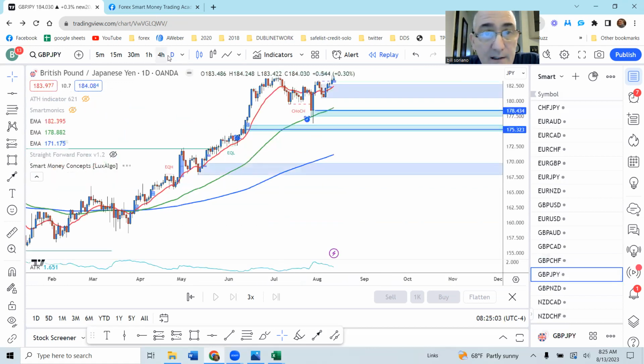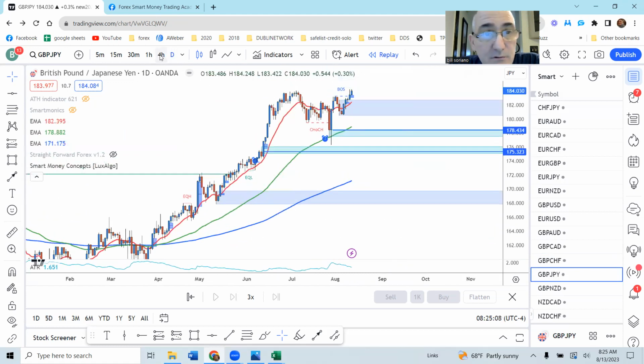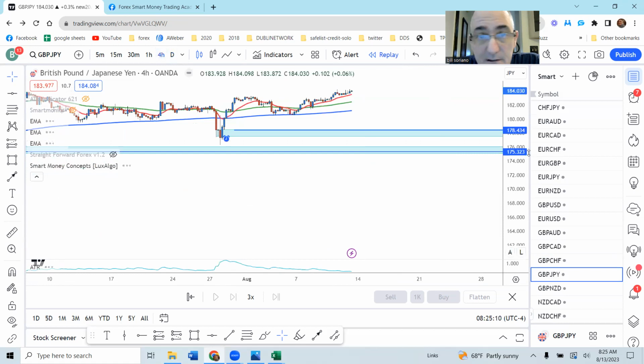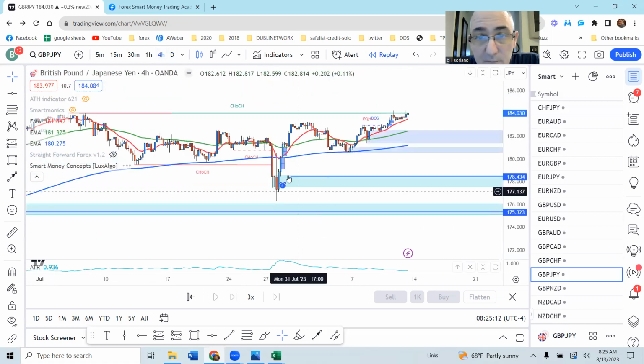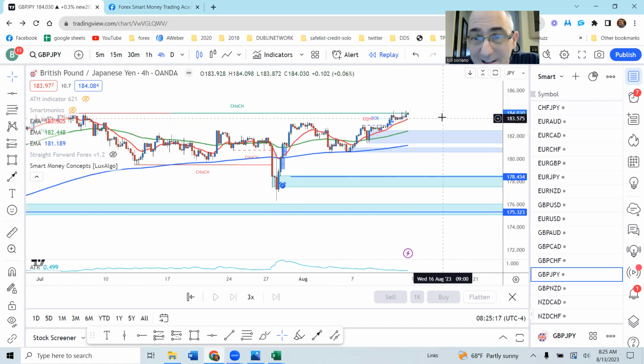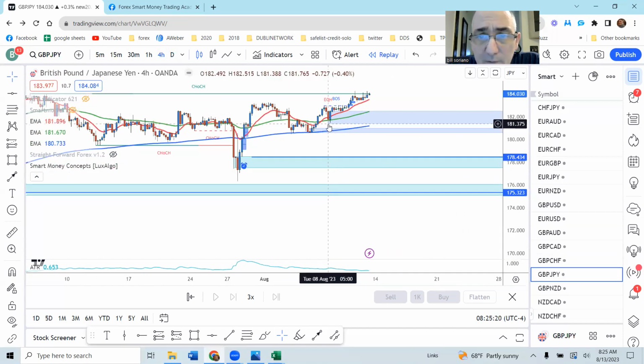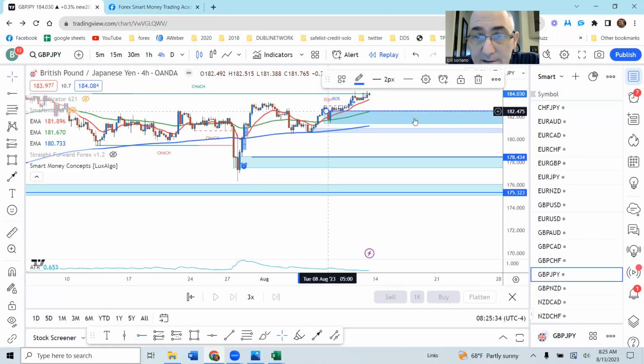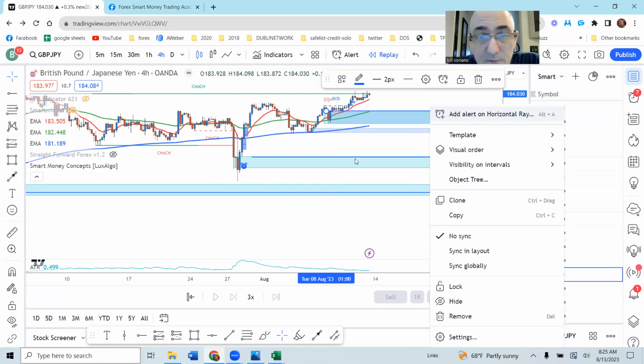GBP JPY. Again, very bullish order flow on the daily. We got a clean break of structure to the upside here. So now we have this order block here. We get the engulfing candle, so we do have imbalance. So this is a valid order block for me. And so we're going to change our point of interest to the open of that red candle right there. That's where we'll put our alert.